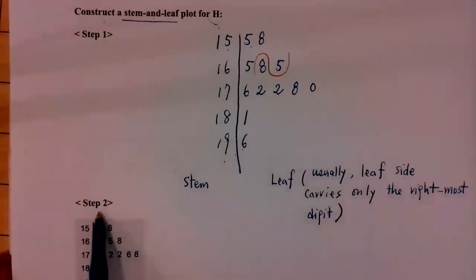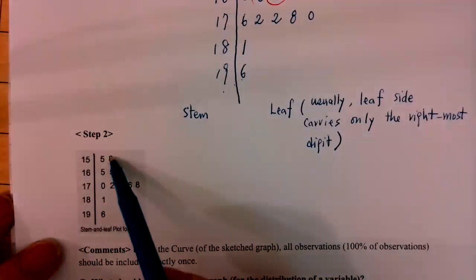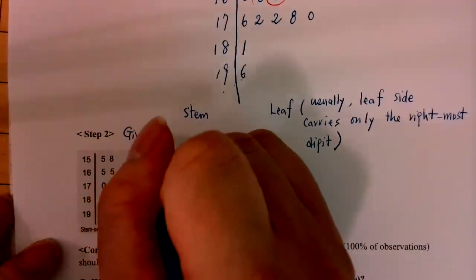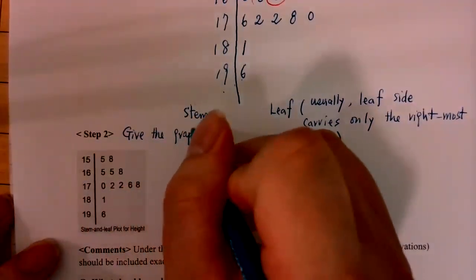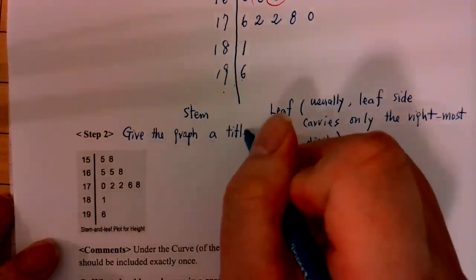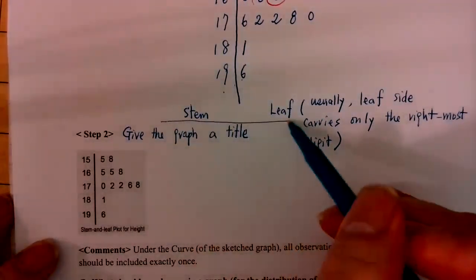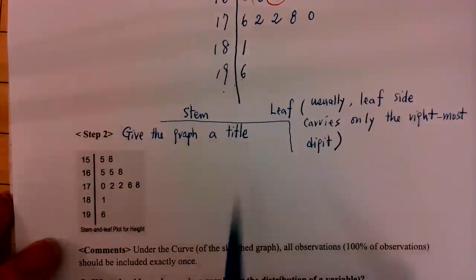Okay, so what's the second step of making a stem plot? Well, you put those numbers in correct order, and then what? Give the graph a title, a clear title, so people can see what you want to present right away. Give the graph a title, okay?